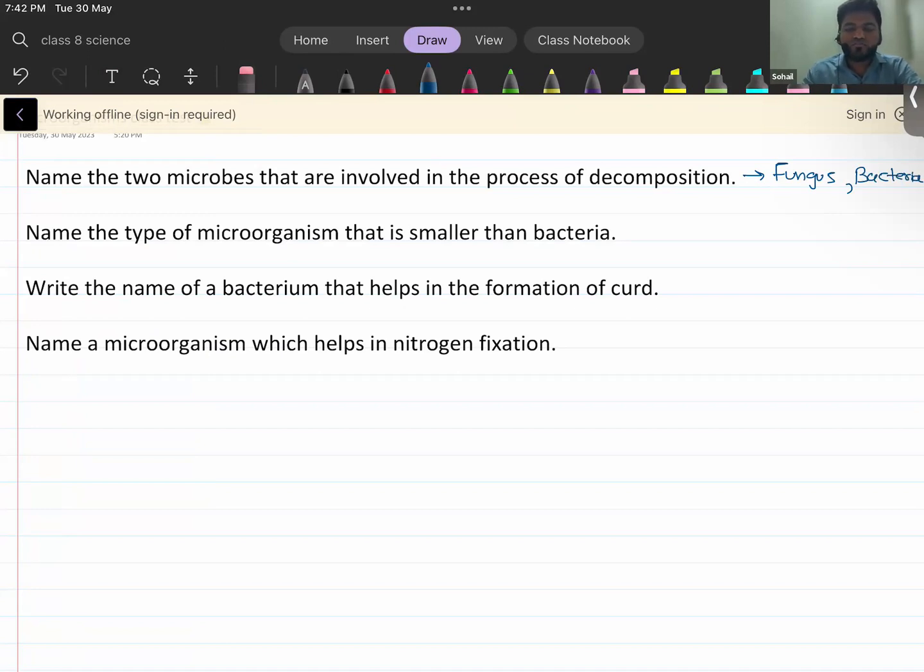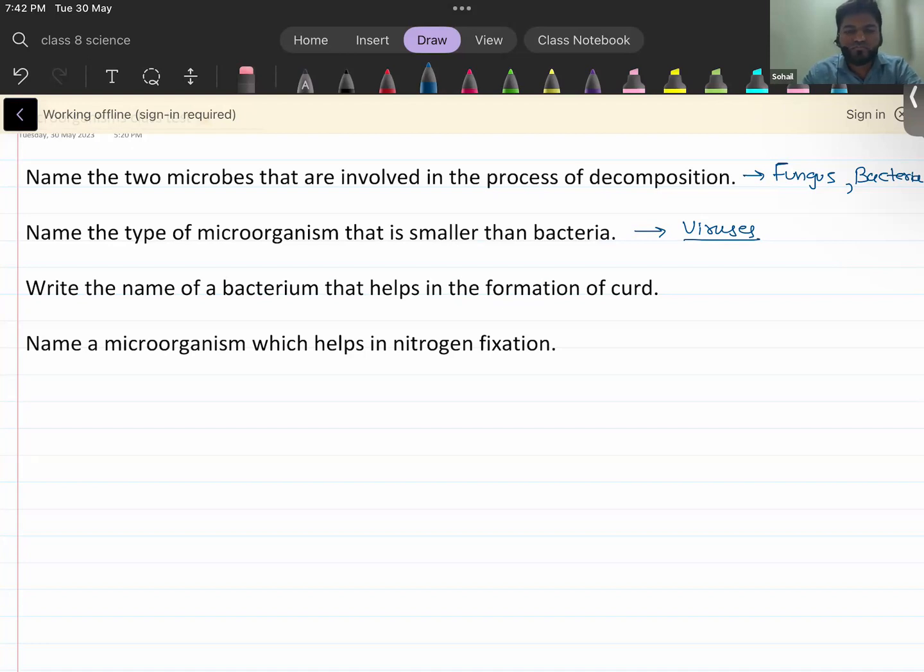Name the type of microorganism that is smaller than bacteria. You see, there is a microorganism which is actually smaller than bacteria. You have to tell that. Viruses. Very good. That's the only one. Next question.